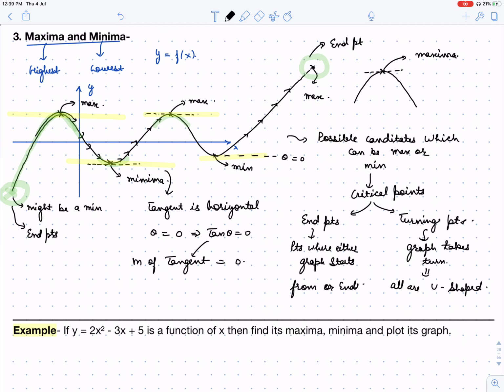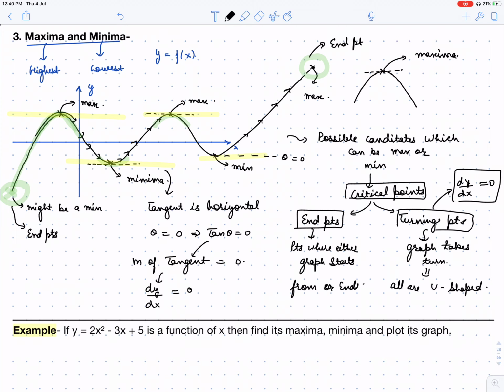Now in differentiation, we learned one fact that the slope of the tangent at a point can be given as dy by dx. And at these points, dy by dx must be 0. So to find turning points, we need dy by dx to be 0. This is the condition to locate turning points. So in this question, we have critical points. Critical points include endpoints and turning points. Endpoints are the points where the graph either starts from or ends at, and turning points are the points where dy by dx is equal to 0.